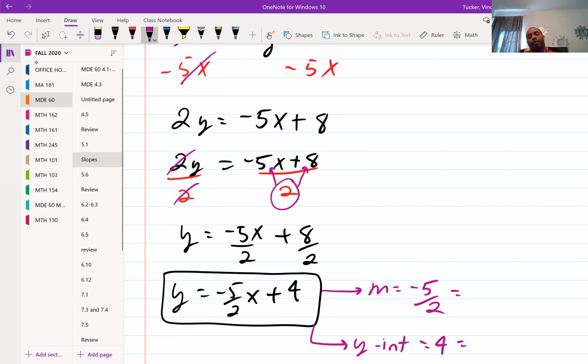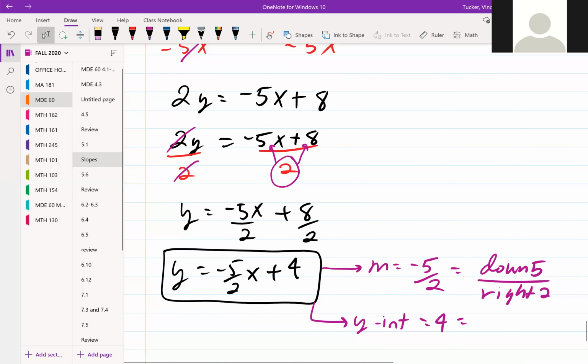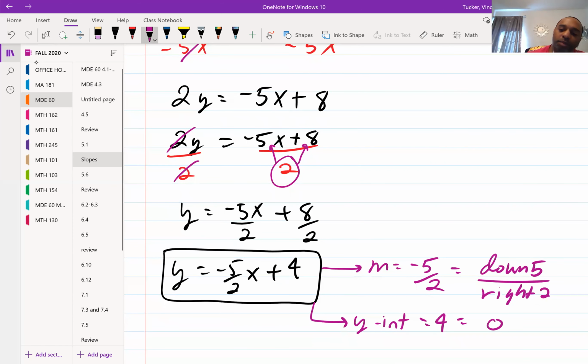All right, so what's in front of x is our slope. The other number is the y-intercept. So we have a negative 5 over 2. So that means down 5, right 2. And then our y-intercept as a coordinate will be 0, 4.